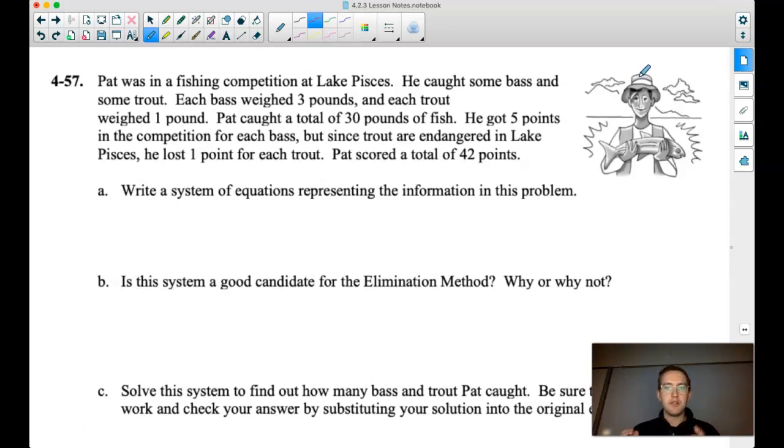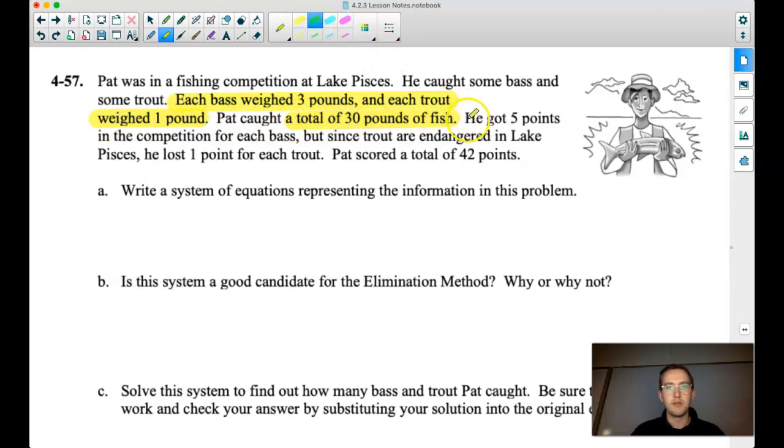So again, we want to look at the things in these sentences that are talking about the exact same things. We've got weight for one thing, and then we've got another sentence talking about points. So I think we need to write an equation for both. One equation for points, one equation for the pounds of fish. So again, let's go back through and highlight those. Each bass weighed 3 pounds. Each trout weighed 1 pound for a total of 30 pounds of fish.